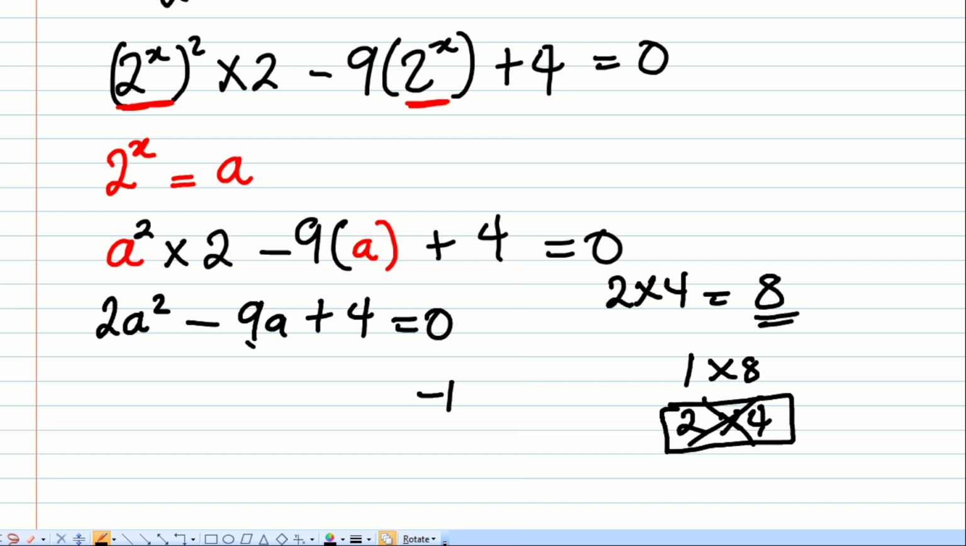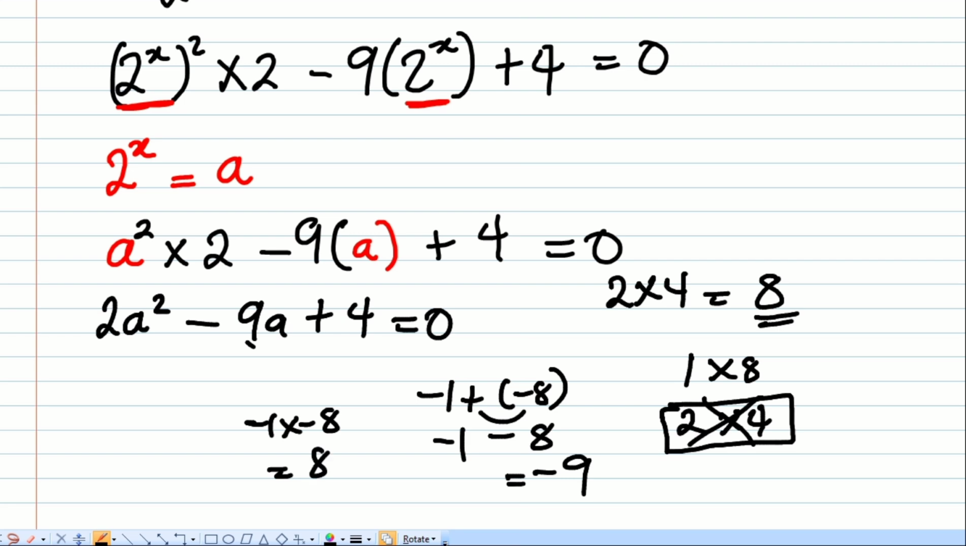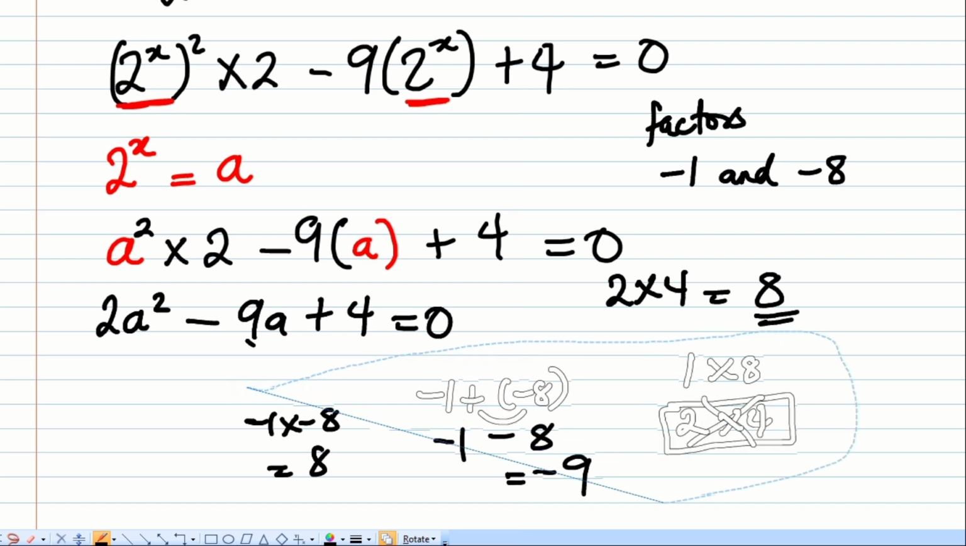You see that -1 plus -8, that will be -1 minus 8, which is equal to -9, and then -1 times -8 is equal to +8. Minus times minus will be plus. So the 2 factors we're looking for are -1 and -8, because that's what suits our situation. So we're going to use it and solve.